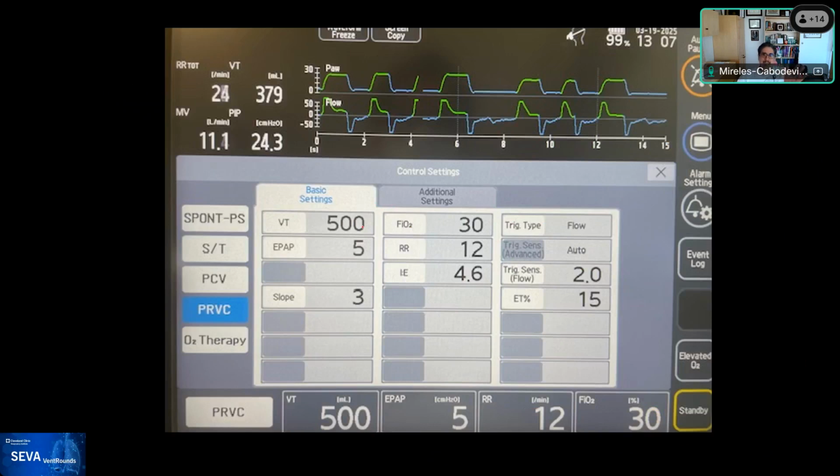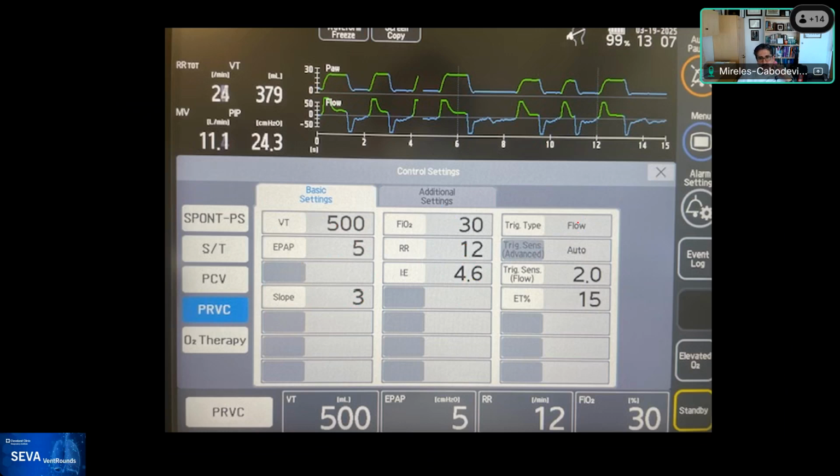I mean, I had paid a lot of attention because I had not seen PRVC being given non-invasively, although I can agree that this has another name on other ventilators, but it said PRVC. So PRVC, the tidal volume is 500, and they said set the PEEP at 5. And then a slope, that's the rise time, at 3, an FiO2 of 30. They put a back rate of 12, and then an I to E ratio of 4.6, which I presume is how you indirectly control the I time in this ventilator.